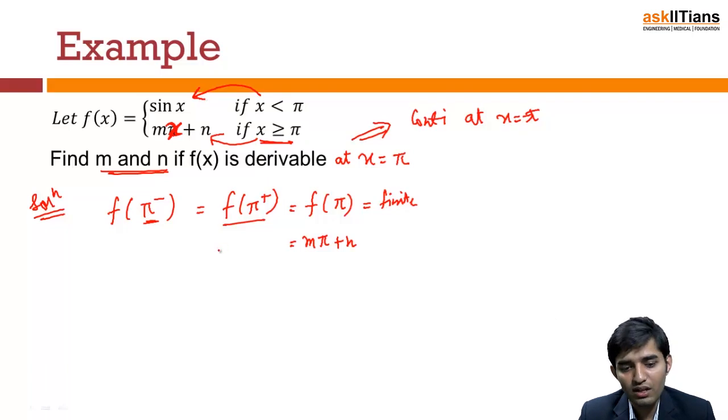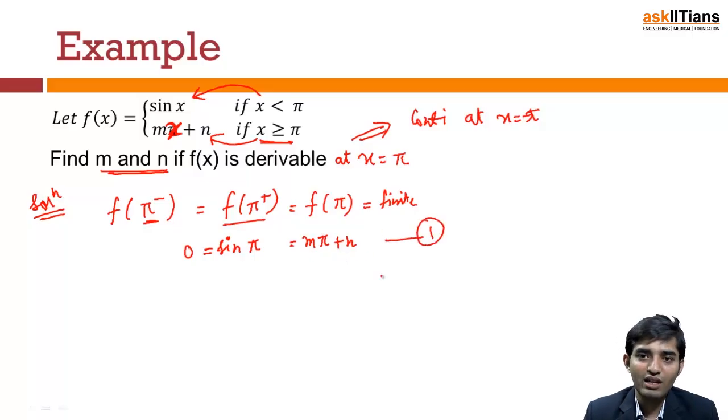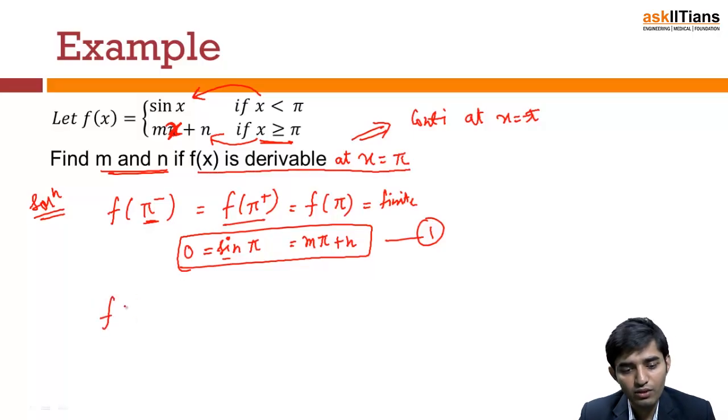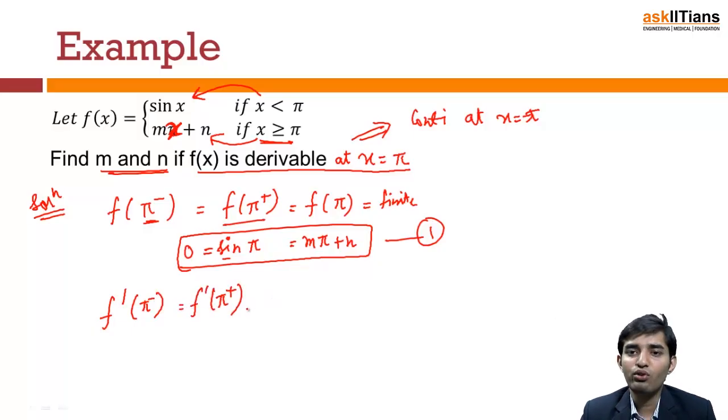If I put x equal to pi in this, I will get sin pi. And sin pi is nothing but 0. So first equation is m pi plus n is equal to 0. This is the first equation that I have. And second equation I will get from this condition that f(x) is derivable at x equal to pi. If f(x) is derivable at x equal to pi, I can say that f dash pi minus will be equal to f dash pi plus, right? And this will be equal to finite.